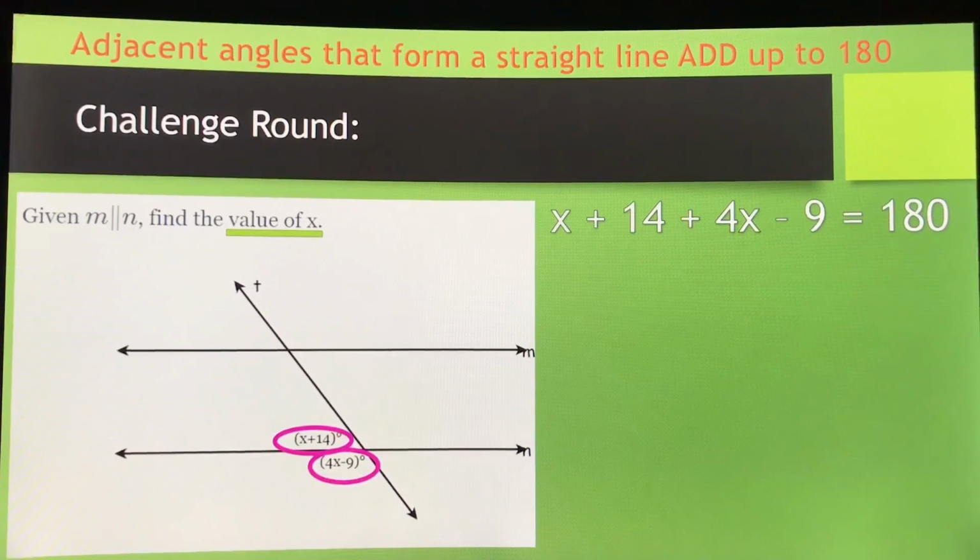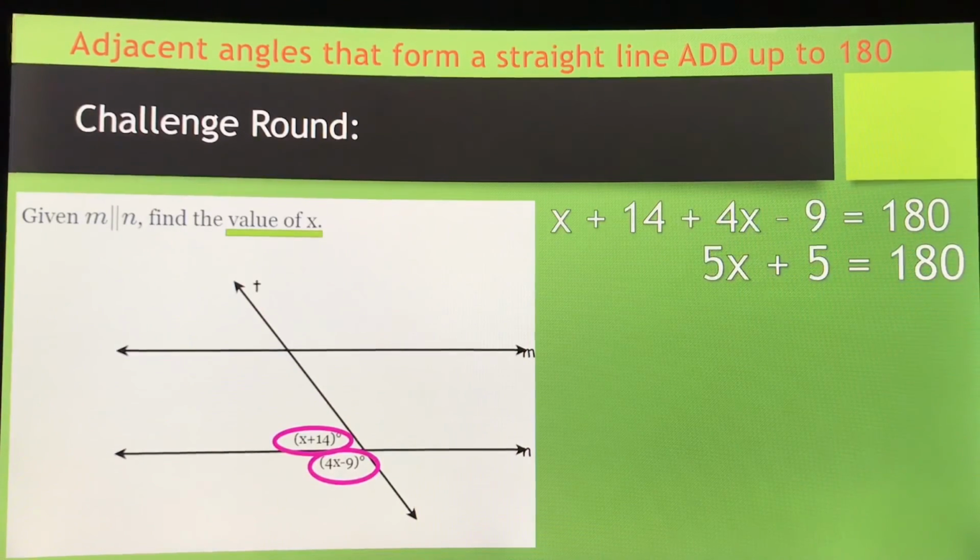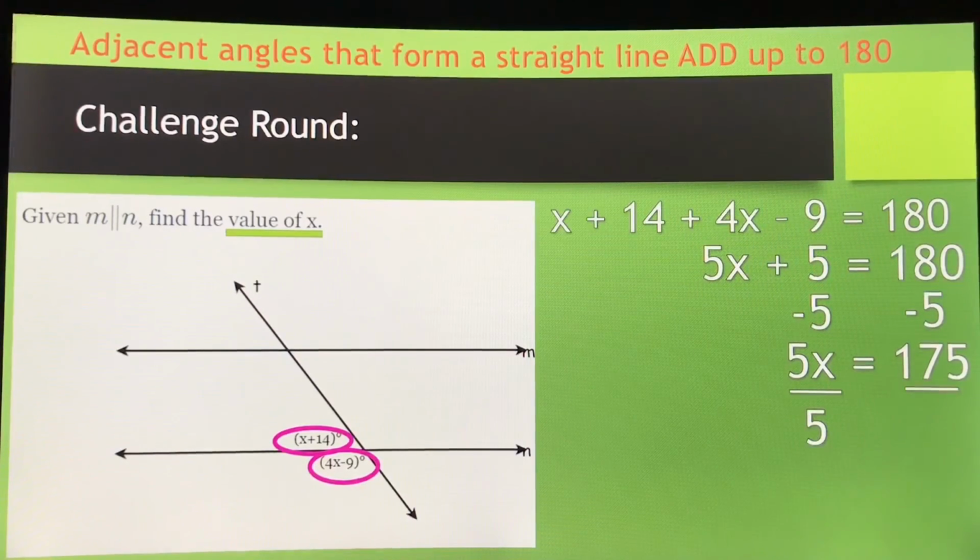So if I were to take them and add them together and set them equal to 180, I could solve for x. So my first step is going to be to combine like terms. I have a like term of x and 4x. And then I have like terms of 14 and negative 9 to give me 5x plus 5. And then we have our 180. To isolate my variable, I subtract 5 from both sides. I now have 5x equals 175. Divide both sides by 5, so that x now equals 35.